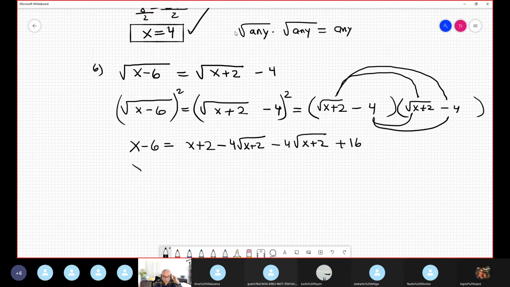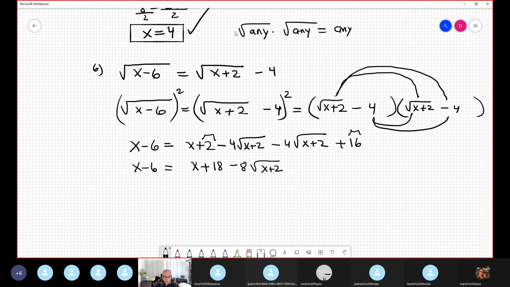Okay, now we combine. When we combine, this is x, this is 18. Where does 18 come from? 2 and 16 together. And negative 4 is negative 8, radical x plus 2. Remember, when you have the same expression inside, we can combine like terms. You combine negative 4 plus negative 4 is negative 8. Okay, ready? Almost. No, not yet.